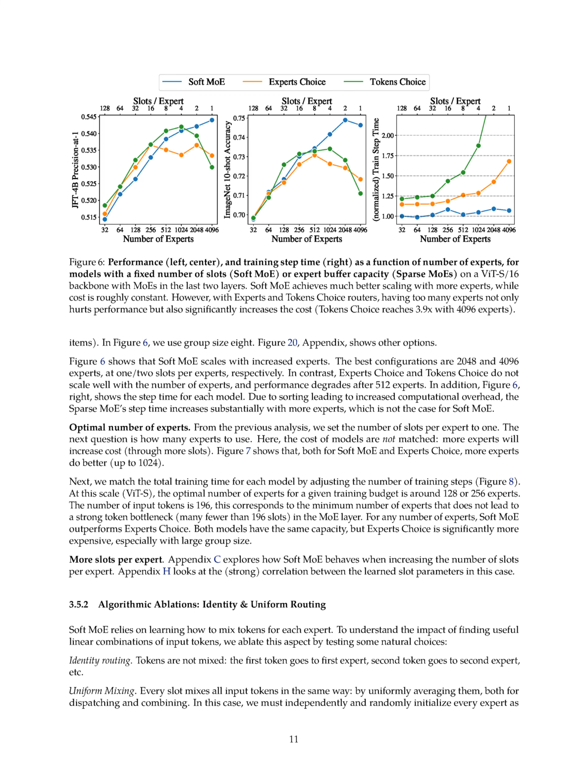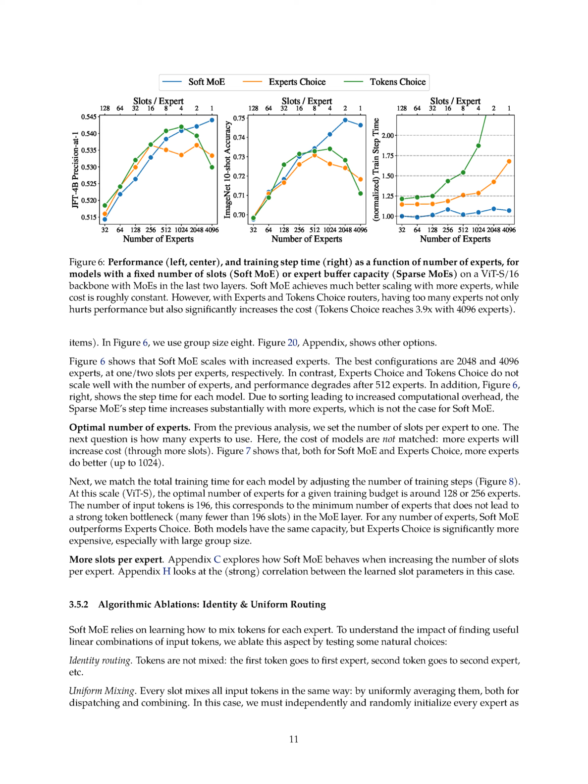Our results showed that SoftMo scales well with an increased number of experts. The best configurations were 2048 and 4,096 experts, with 1 or 2 slots per expert, respectively. In contrast, Experts Choice and Tokens Choice did not scale well with the number of experts, and performance declined after 512 experts. Due to sorting leading to increased computational overhead, the Sparse Mo step time increases substantially with more experts, which is not the case for SoftMo.